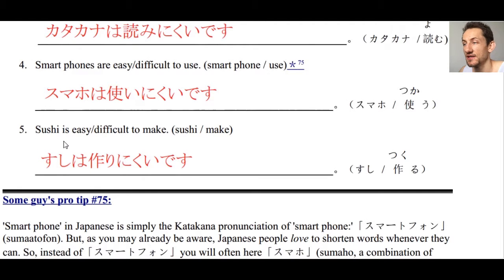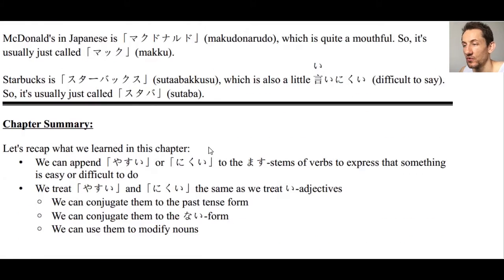And number 5, sushi is easy or difficult to make. Sushi wa tsukurinikui desu. So I think sushi is difficult to make. If you think sushi is easy, you can say sushi wa tsukuriyasui desu. And that's going to do it for today's lesson.